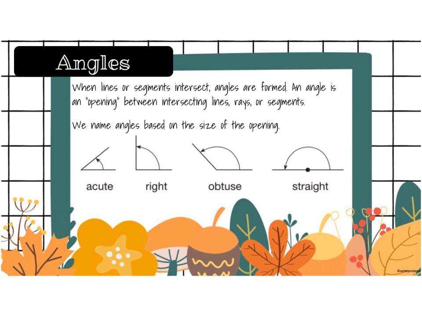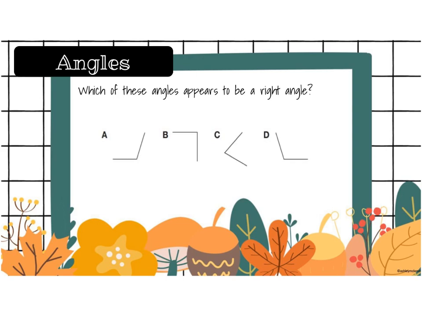Obtuse angles are really big angles. They go past 90 degrees. It opens up, it gets wider. And the last type of angle that we're talking about today is a straight angle. Totally straight.